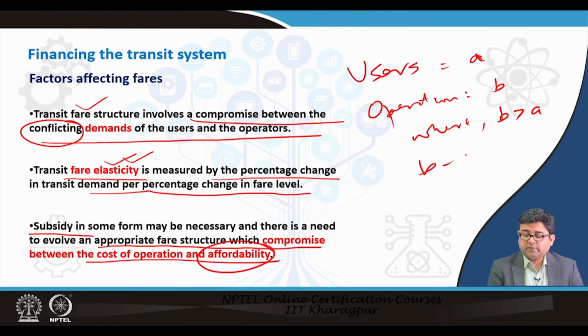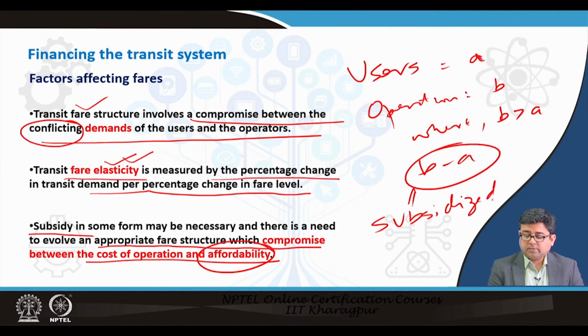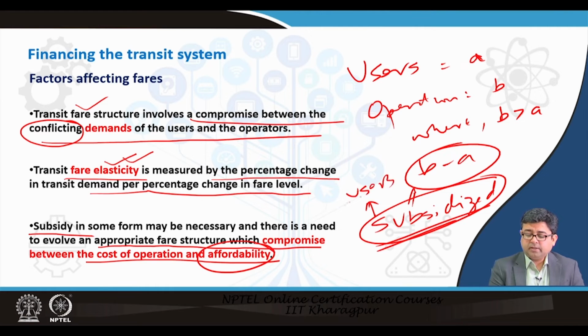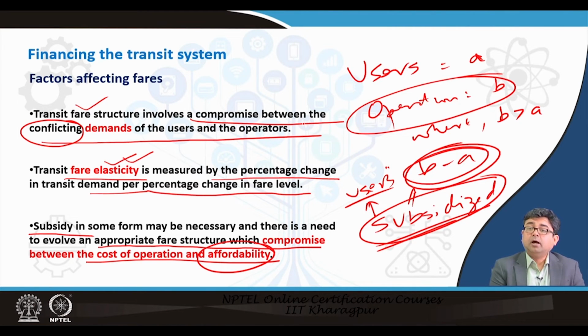this difference b minus a sometimes is subsidized. Subsidized meaning somebody is paying for it, it is not the users that are paying for it, somebody else is paying for this extra money that is required, because the operators just cannot operate below a fare of b, and that is called the subsidy. It is usually the government that provides this subsidy.